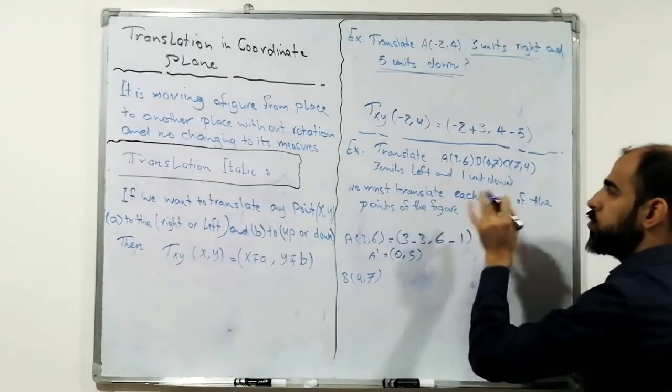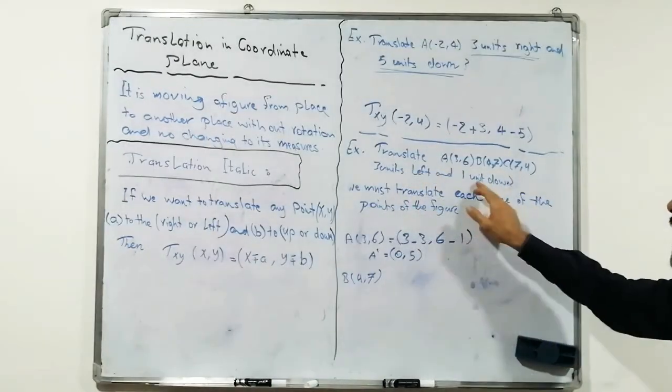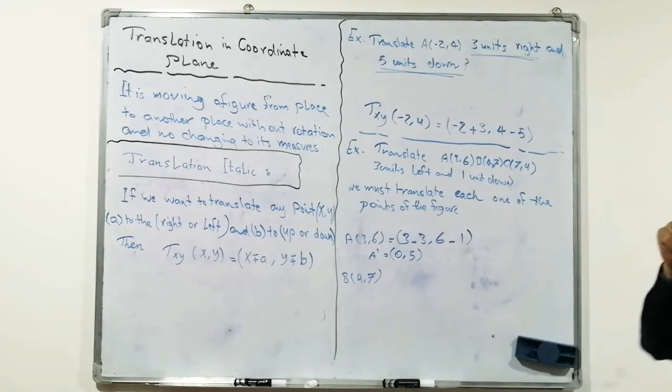The second point is B, 4 with 7. Also we will use the same two kinds of translation with the second point.